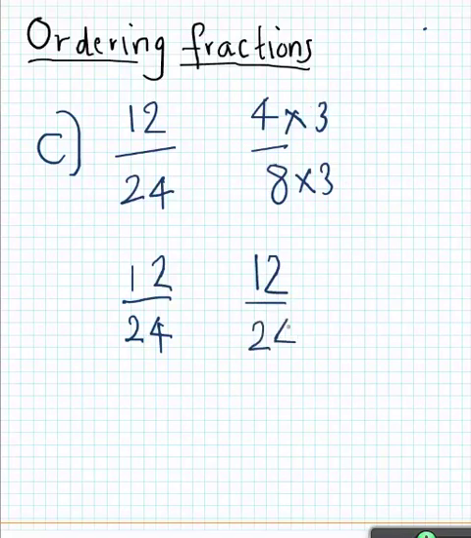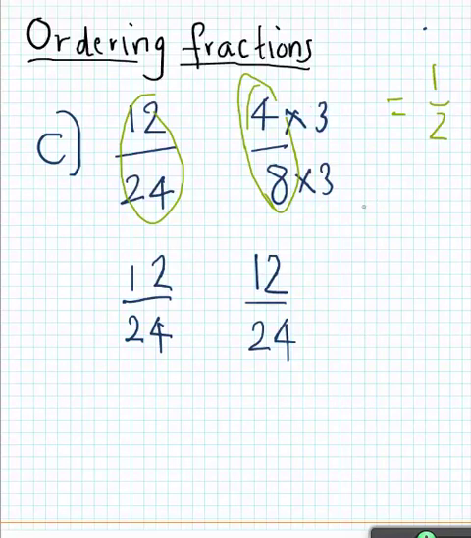Now let's have a look and see what we have. Do I have a fraction that's bigger than the other, or are they equivalent? I can see they're equivalent. They're exactly the same fraction. If I had simplified this fraction and simplified this fraction, they would both equal a half. So if we were doing equivalent fractions and we simplified, we would have gotten a half for both.